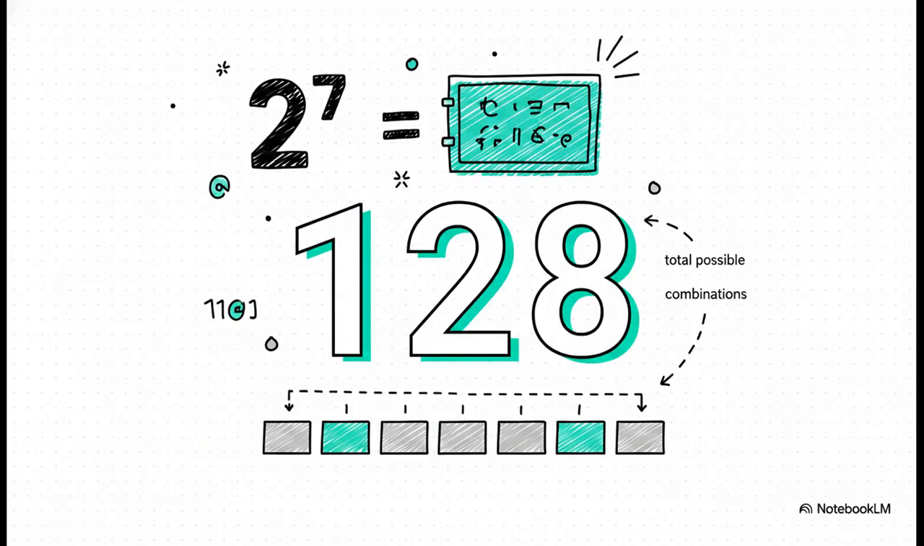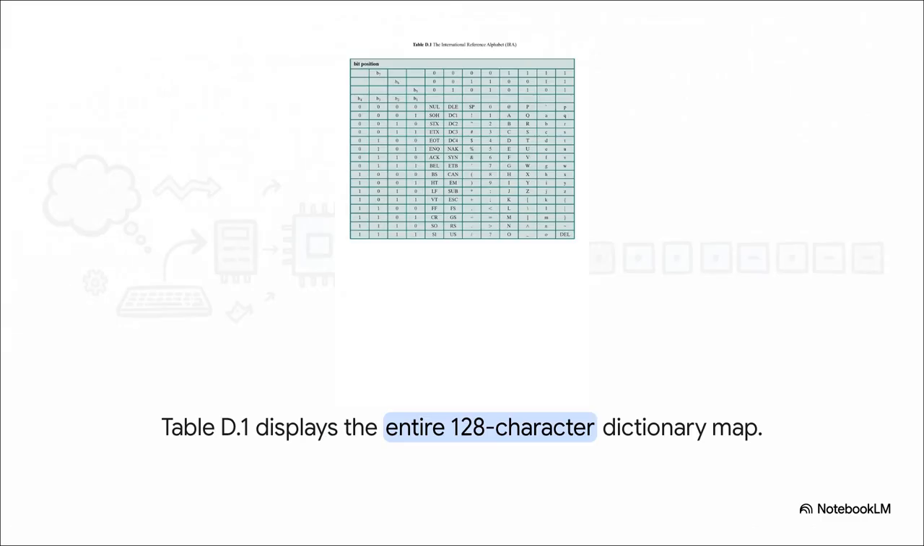And because we're locked into those 7 bits, the math sets a hard limit. 2 to the power of 7 is 128. So that means the IRA can represent a total of exactly 128 unique characters. That is the absolute maximum size of our digital dictionary. Period.